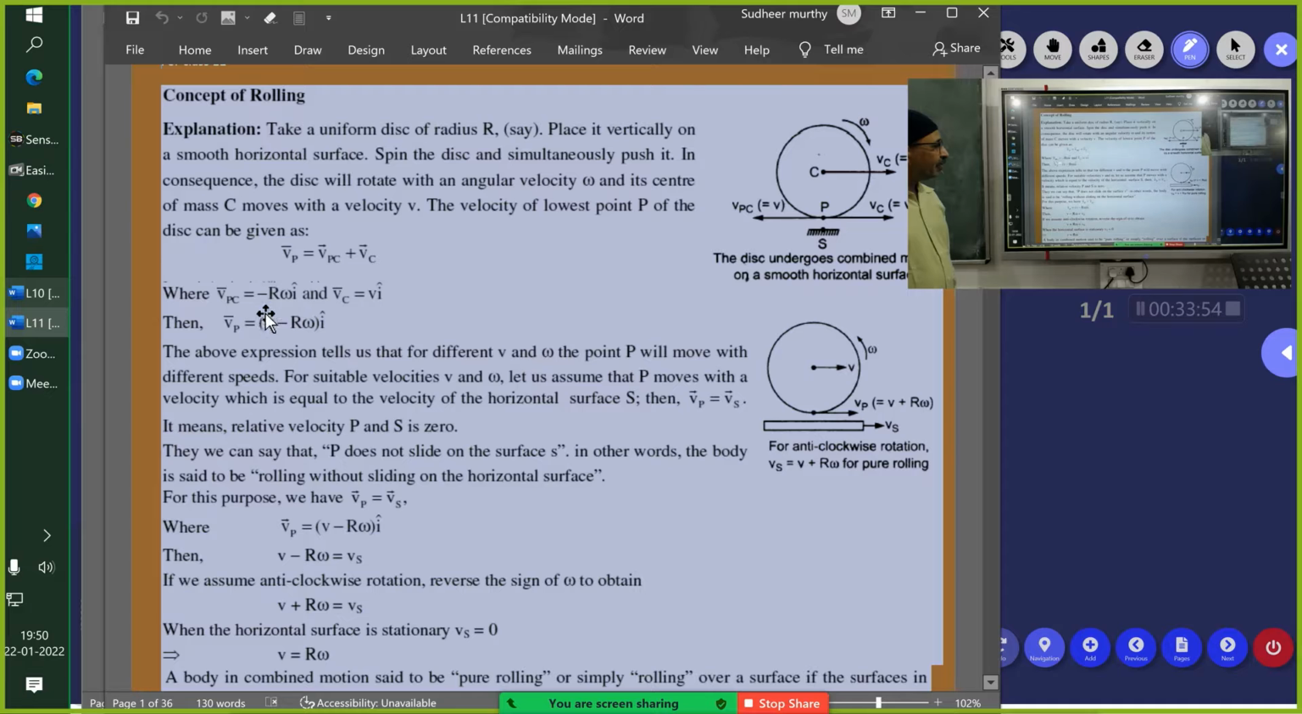Now, Vpc is minus R omega i cap, Vc is V i cap. So Vp will be V minus R omega i cap. This is the basic equation.